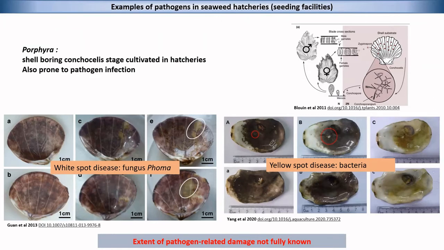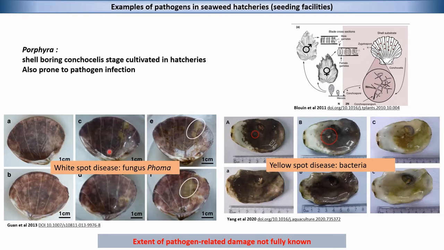Those shells are cultivated for several months until the material matures and releases spores, which are then used to seed the new cultivation nets. And like the blade stage that I have just shown you before, also the conchocelis stage is prone to infection. Here we have two prominent examples that have been described in the literature.